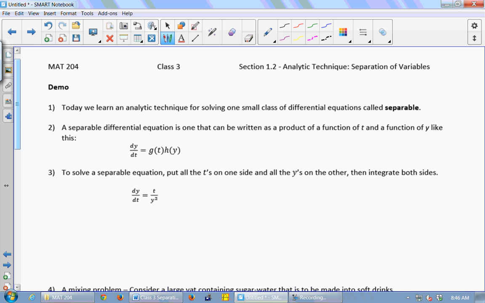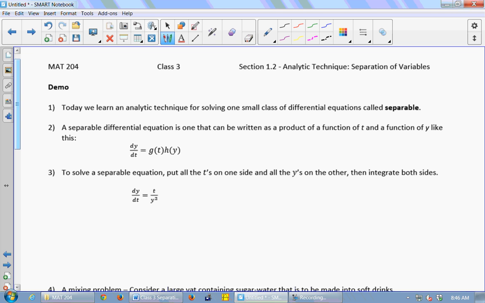Okay, so today we're going to learn an analytic technique for solving one small special kind of differential equation called a separable differential equation. Just like when you first started learning algebra and what an equation was, in our first 2 classes we were able to take a potential solution and check it. Like, does this thing work? If you plug it into the equation, does it actually make the equation true? And now we're going to learn one of the really basic techniques for solving a differential equation, for finding the solution analytically.